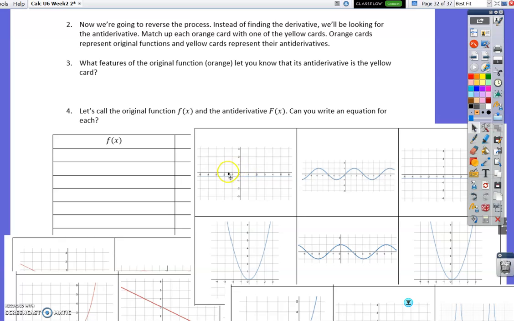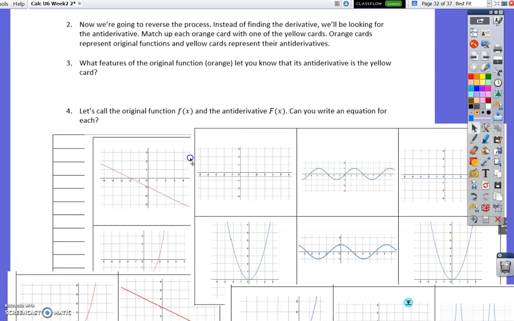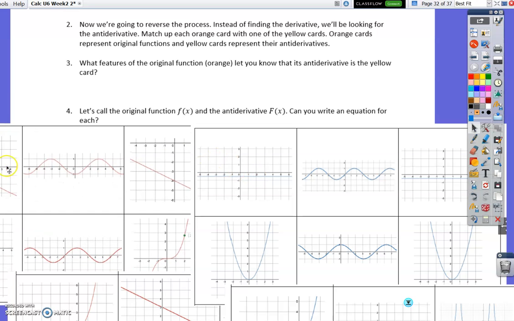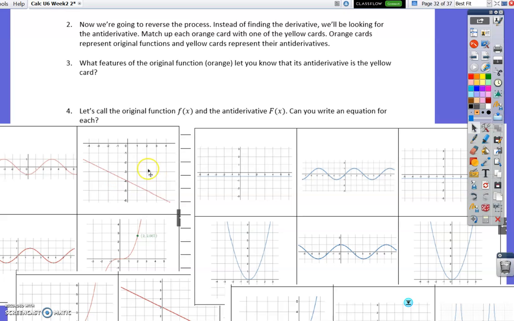But like you can see here, this is a constant slope of 1/2. What would the antiderivative be? Well, it would be an equation with a slope of 1/2, which would be a line. And if you see like this one, that could clearly match that. A can also match that one. So what's going on? Which one matches which?